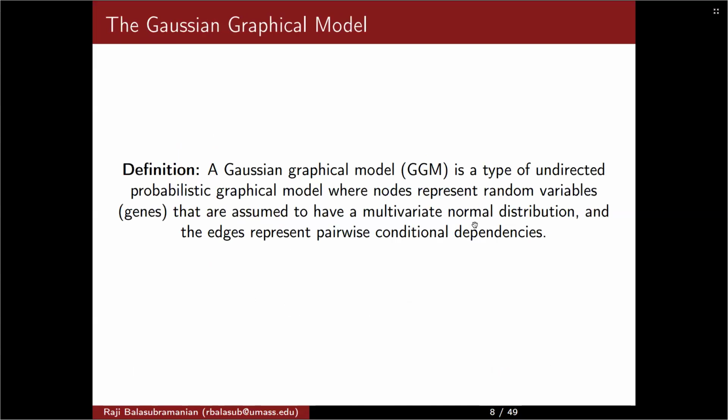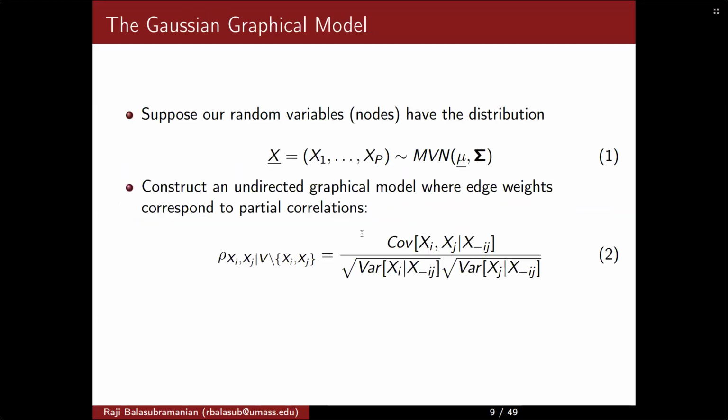So what are Gaussian graphical models? Gaussian graphical models are a special type of undirected graph where we assume that the nodes of our network come from a multivariate normal distribution, and that's the reason why it's called a Gaussian graphical model. The edges that connect pairs of nodes represent pairwise conditional dependence. And what do I mean by conditional dependence?